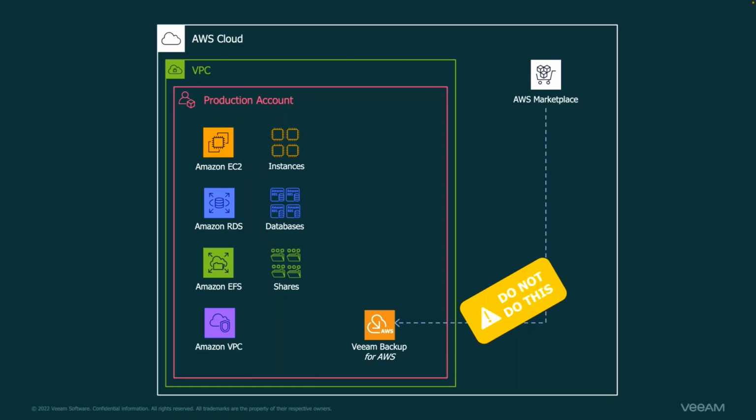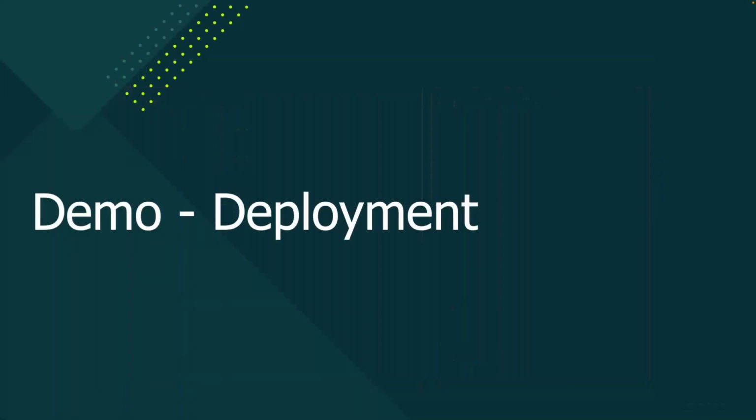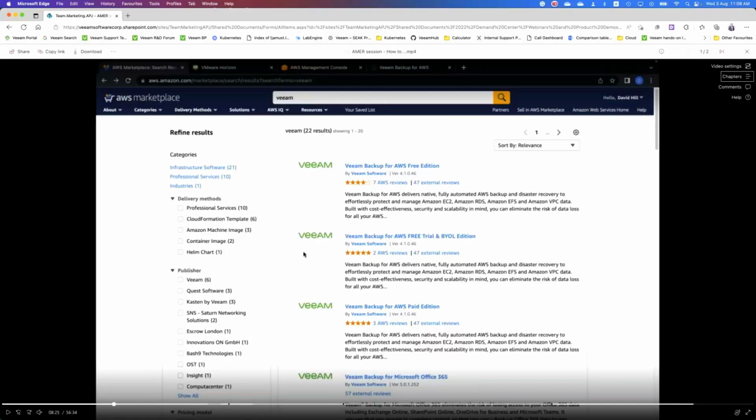What we recommend as a best practice is to create a different backup account and deploy your Veeam Backup for AWS appliance there, giving you a logical segregation from your production account. So let's quickly jump into a video, and I just want to quickly share with you a quick overview.